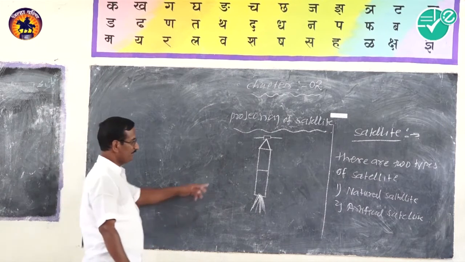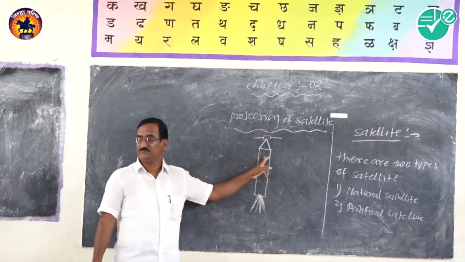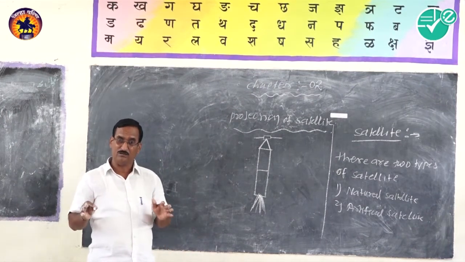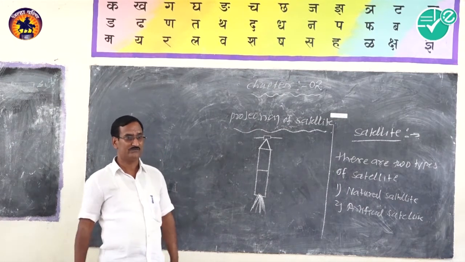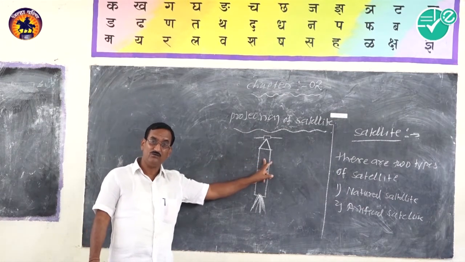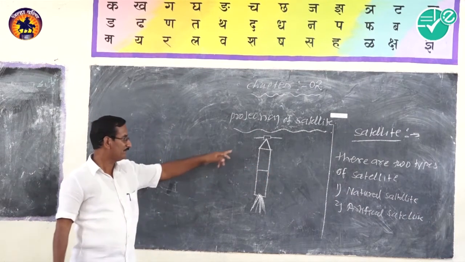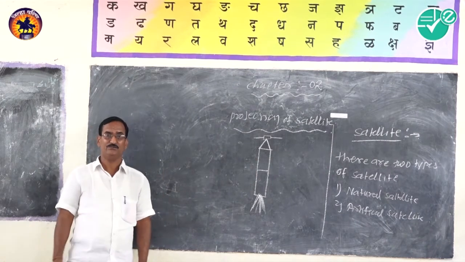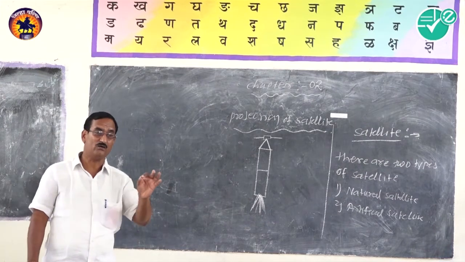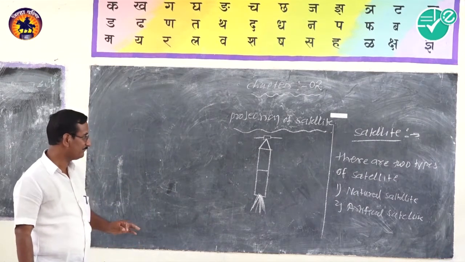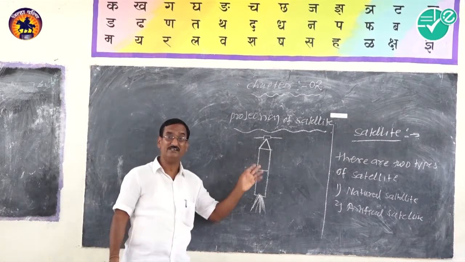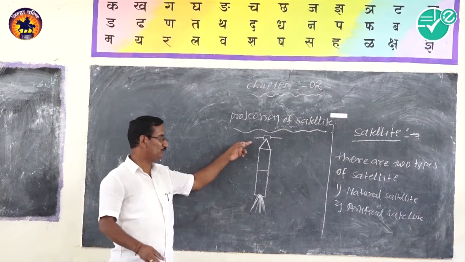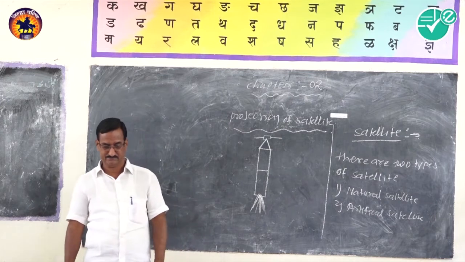Then, when the fuel in the second stage of the rocket is completely burned, the satellite is detached from the second stage and allowed to revolve around the Earth. In this way, the satellite is launched in space. That is the launching or projection of satellites.